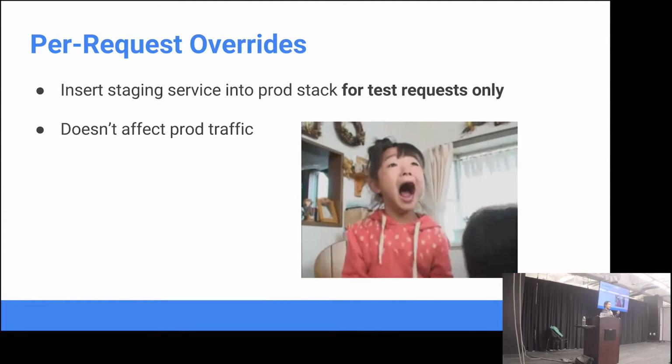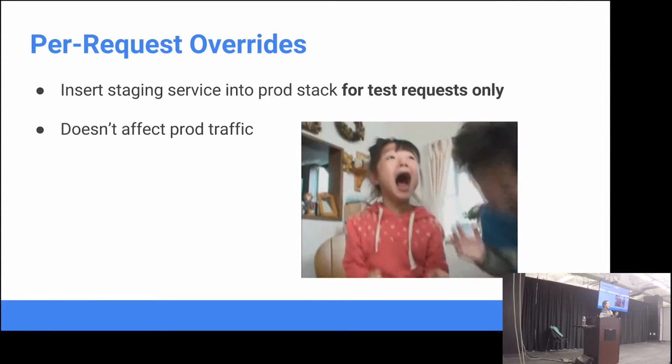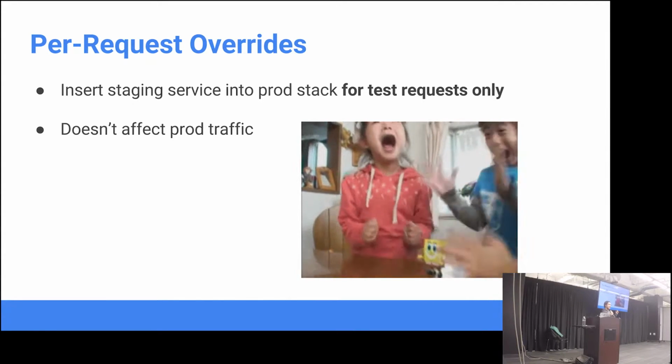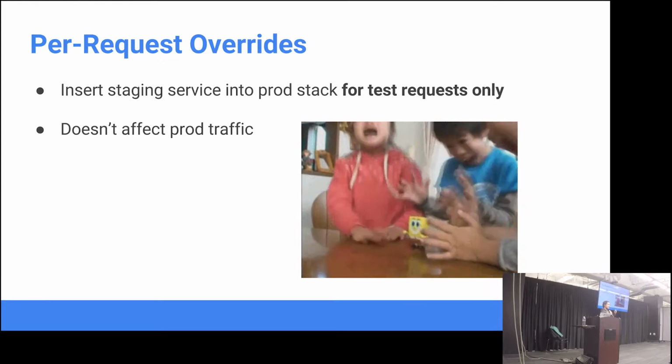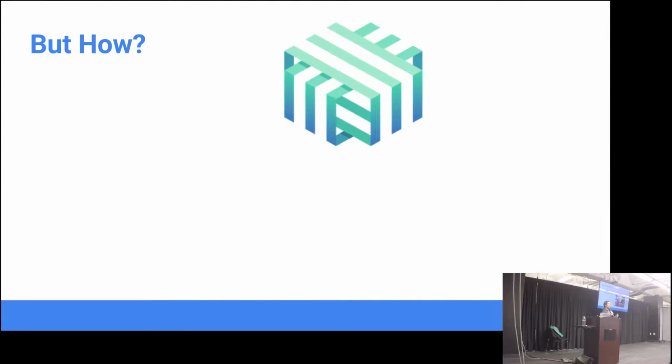So this is awesome. This should be really exciting because you can do a perfect test without affecting prod traffic. This is like deploying to prod, but without the danger. So how do you do that? This is where Linkerd can come in.